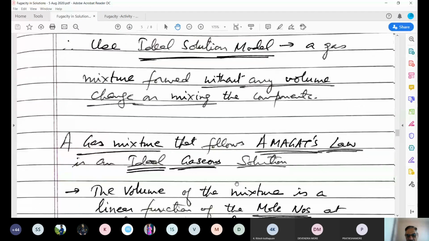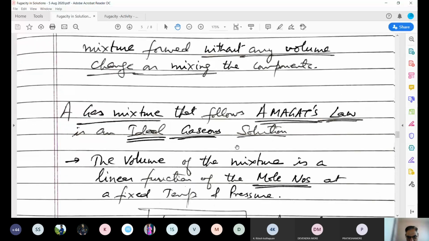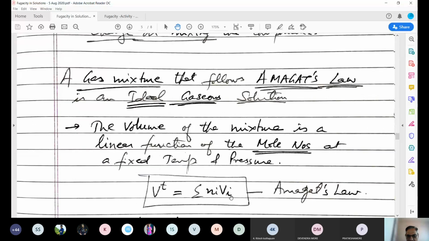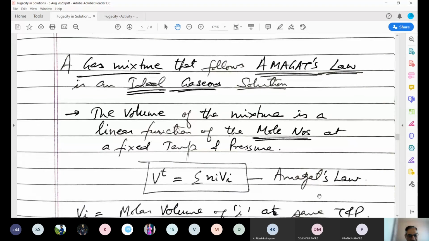Here also we said the same, in the ideal solution model, without any change in volume. So we take the pure component volume, multiplied by the number of moles which you are mixing. If you do that and take the summation over all the components, we should get the total volume. Right? That means we are saying Avogadro's law is applicable for an ideal gaseous solution, not for real gases. Okay? Any doubts on Avogadro's law?